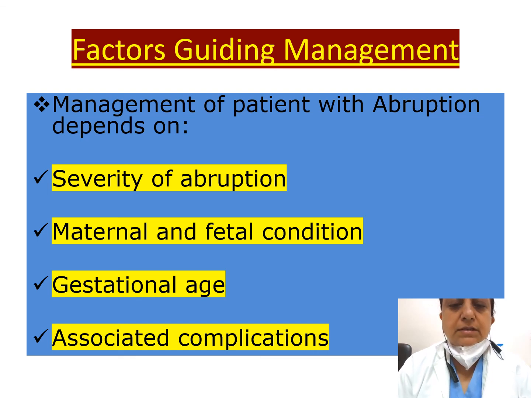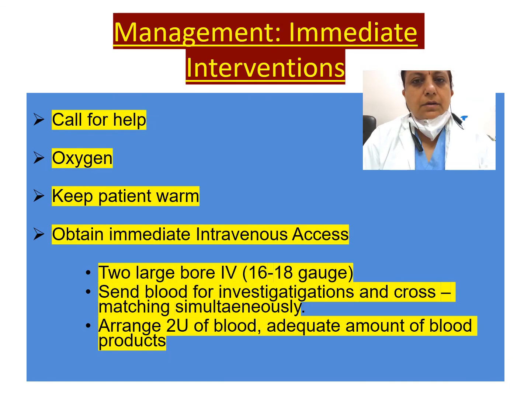Now let us see the factors guiding the management of abruptio placentae. Number one is the severity of abruptio. Second is the maternal and the fetal conditions. Third is gestational age. And fourth is the associated complication. Management, immediate intervention is call for help. Intranasal oxygen, as the patient may be in shock. Keep the patient warm. Obtain immediate intravenous access.